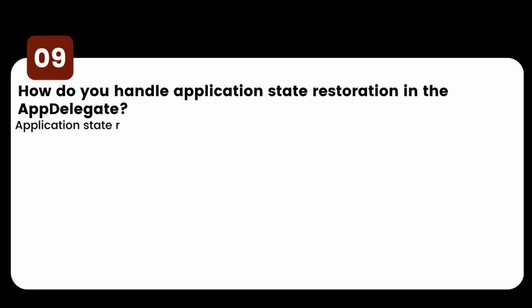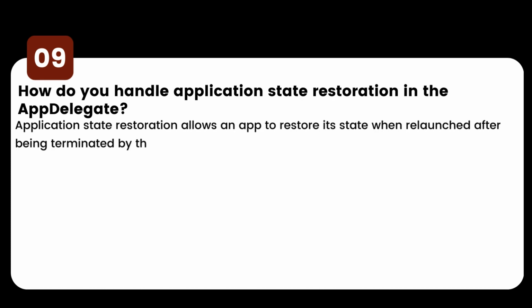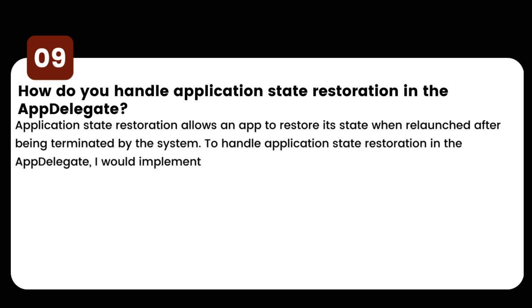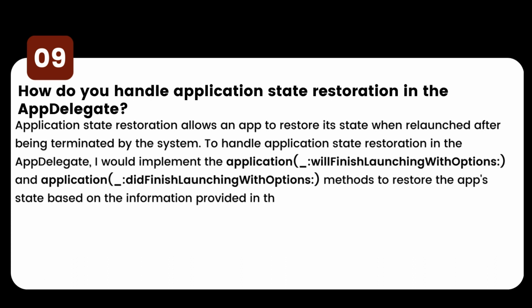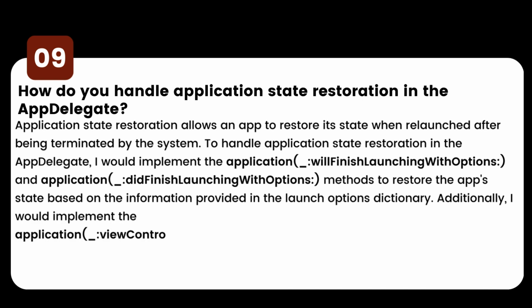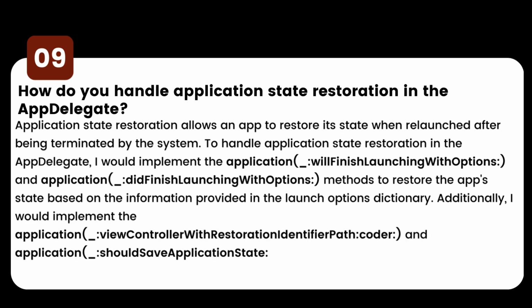Next, how do you handle application state restoration in the app delegate? Application state restoration allows an app to restore its state when relaunched after being terminated by the system. To handle application state restoration in the app delegate, I would implement the applicationWillFinishLaunchingWithOptions and applicationDidFinishLaunchingWithOptions methods to restore the app's state based on the information provided in the launch options dictionary. Additionally, I would implement the viewControllerWithRestorationIdentifierPath coder and shouldSaveApplicationState methods to encode and decode the app state for restoration.